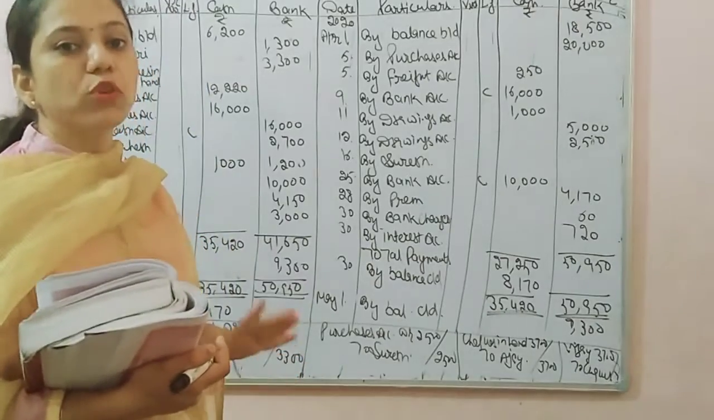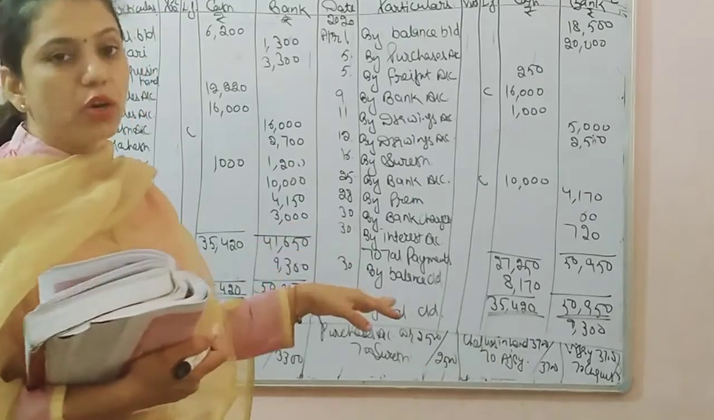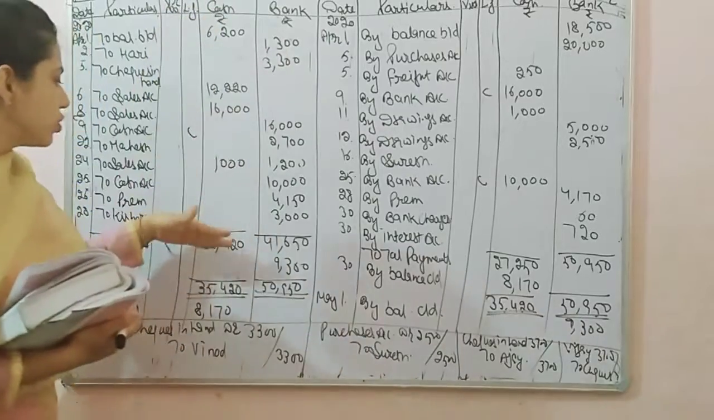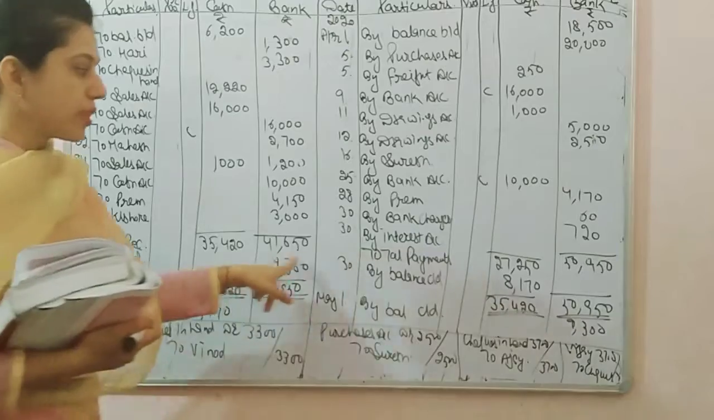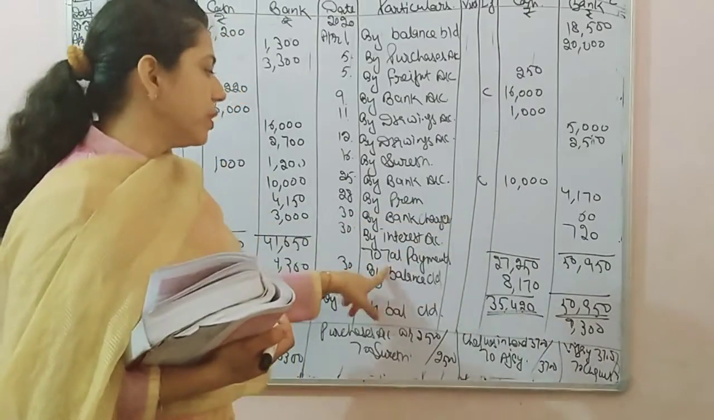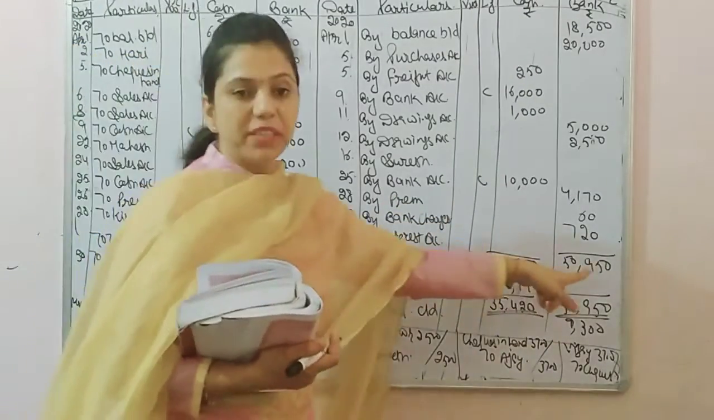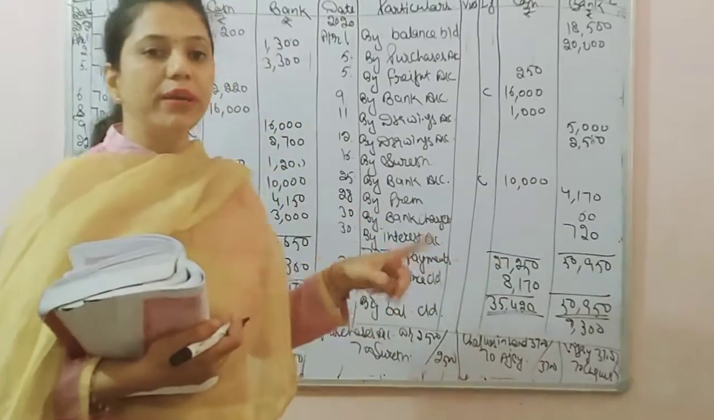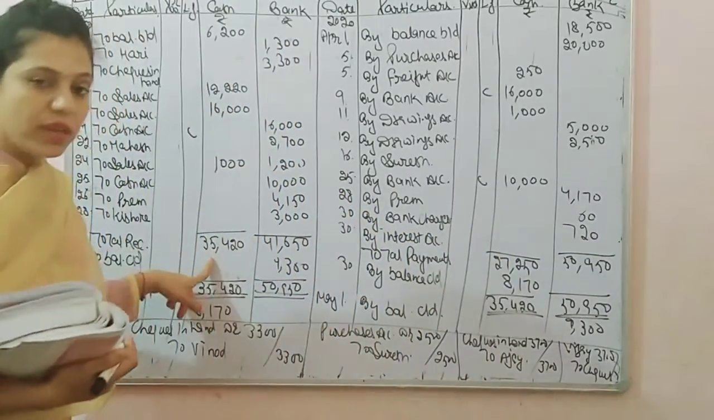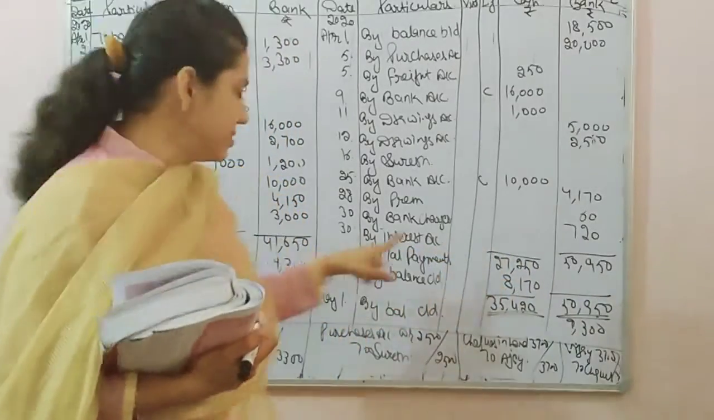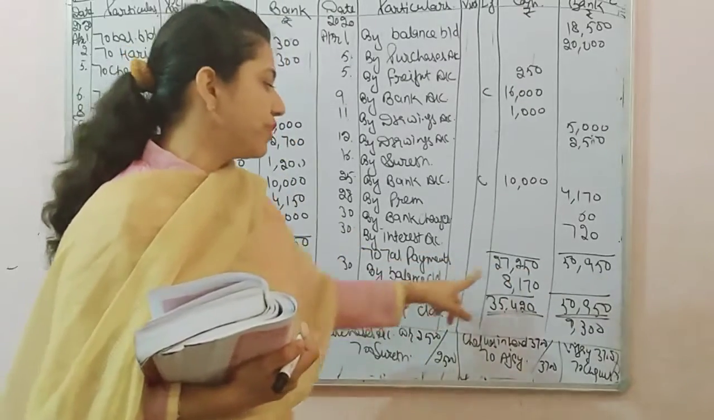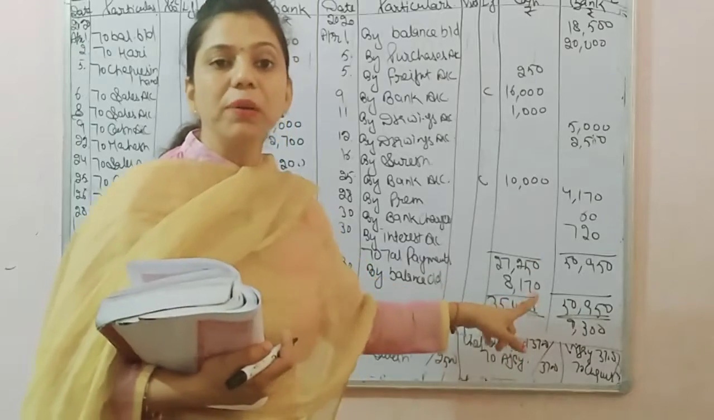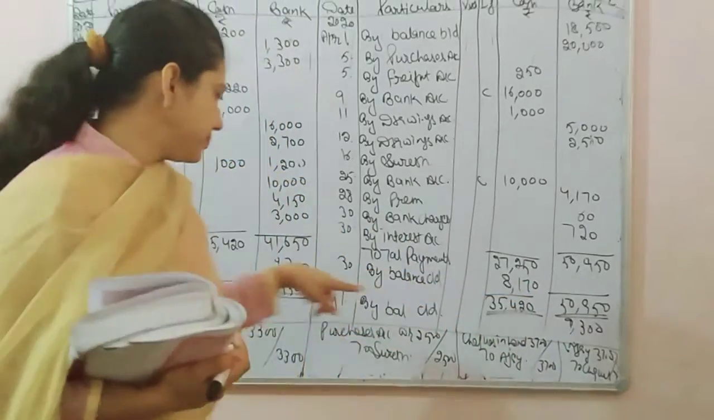Now at last we have to make a total of cash column and bank column on both sides. So in cash column we will write total receipts of cash and total receipts of bank, and on credit side we have total payments of cash and total payments of bank. Now you have to calculate the balance. We received cash 35420 but paid only 27250. So what will be the balance? 35420 minus 27250. That means balance of cash is 8170. It will become the opening balance for next month.